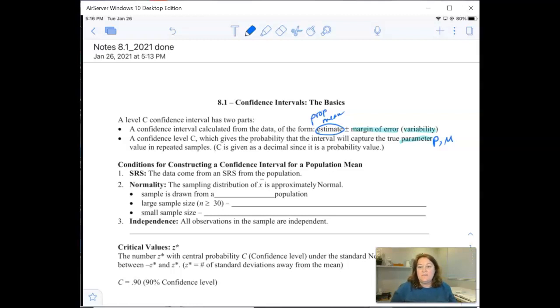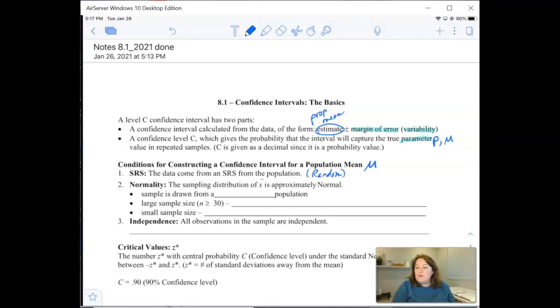All right, so here are some of our conditions that we need to check for before we try to construct or create a confidence interval. And we're going to do a population mean first. So we're going to be doing mu first. All right, so the three big things that we are looking for: we want to make sure that our data is coming from a simple random sample from the population. If the problem doesn't say SRS, the other thing I will take is the words randomly selected. If they say randomly selected, we're going to say that's close enough to an SRS.